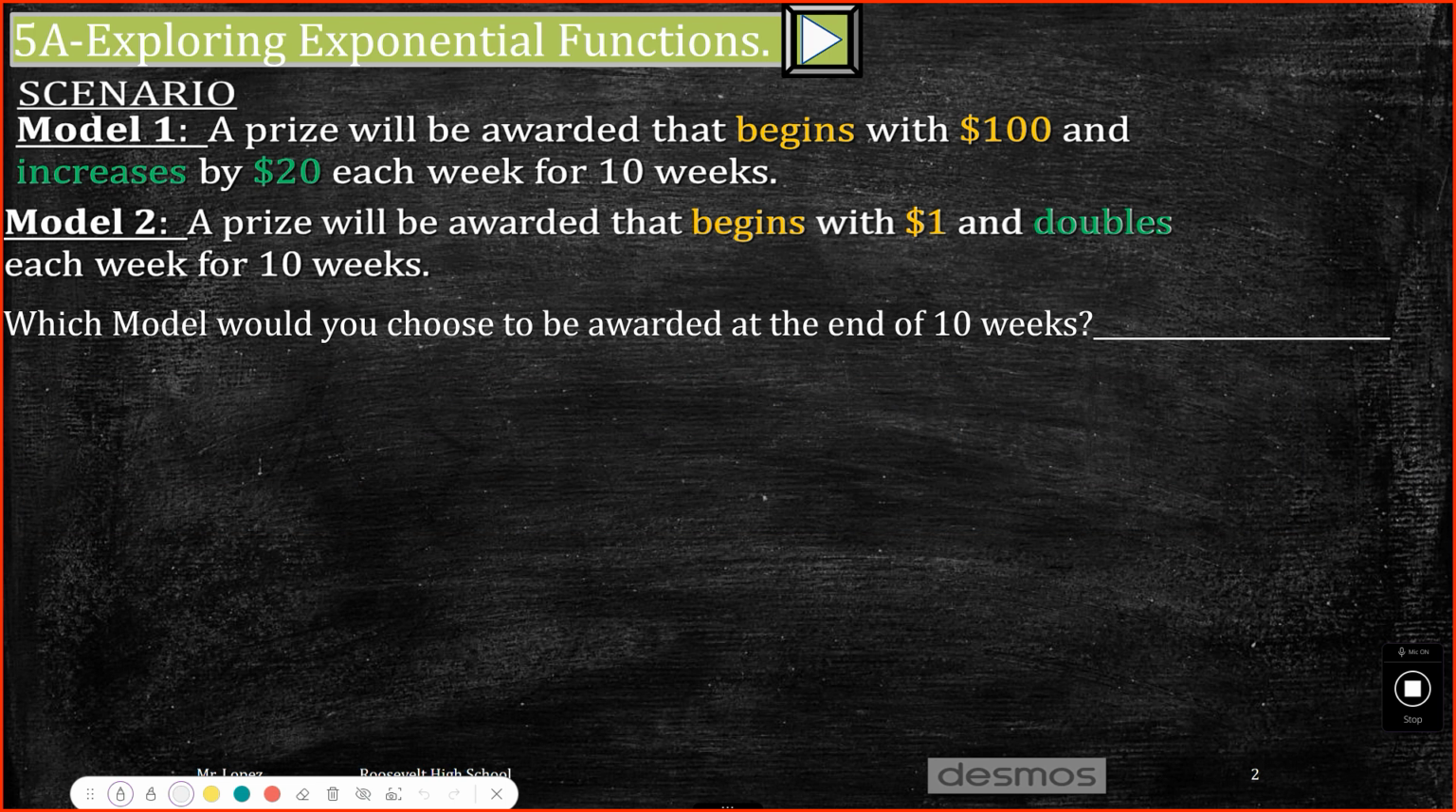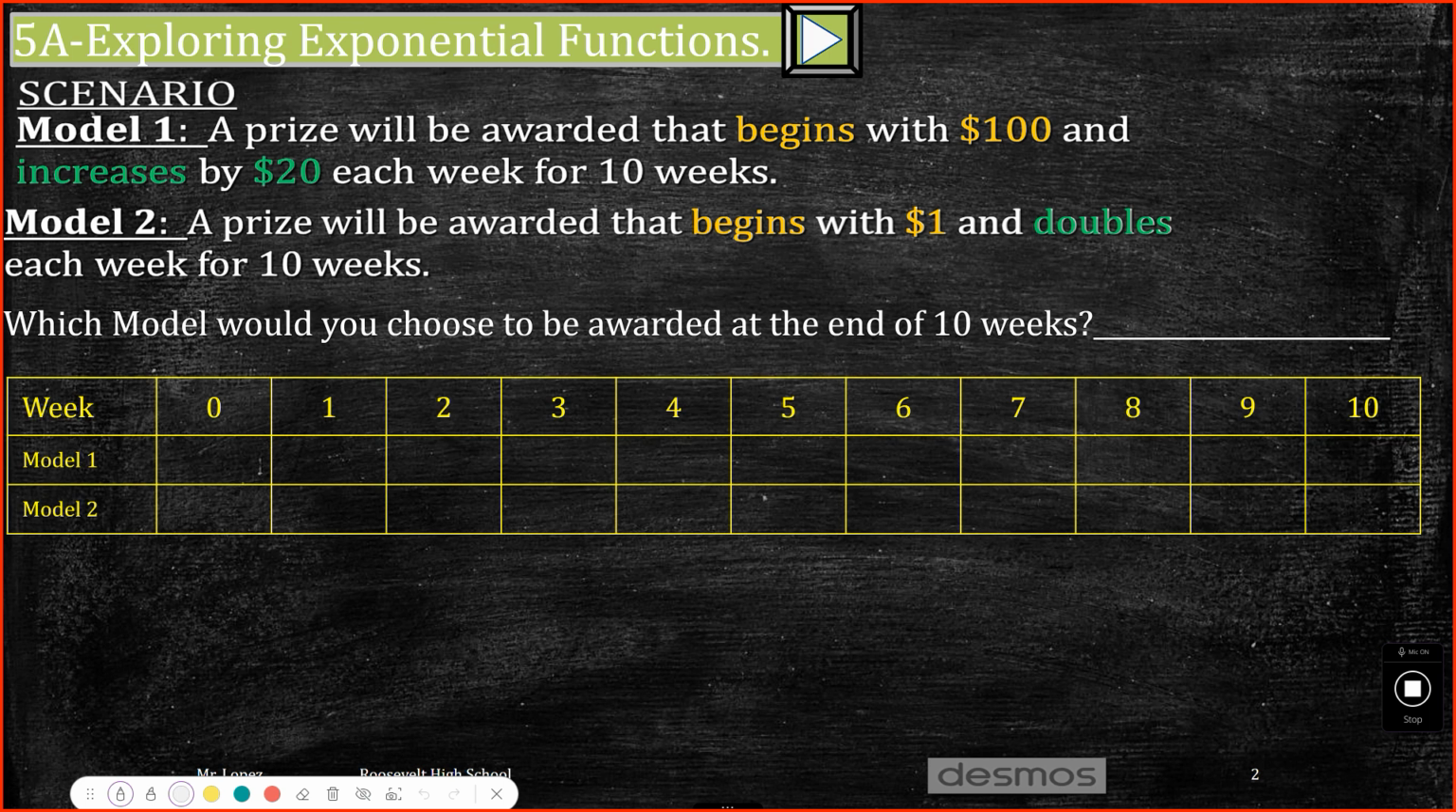Okay, so let's go ahead and do a table. That's why you're getting a ruler. Make a nice table. Week 0, 1, 2, 3, 4, all the way to 10. You have Model 1 and Model 2. So week 0 is the beginning amount. For Model 1 it is 100, and for Model 2 it is $1.